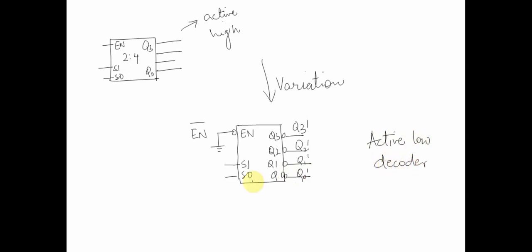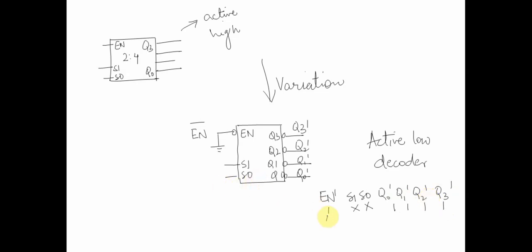If you have to draw a truth table for this, enable bar is active only when it is 0. If enable bar is 1, I don't care about S1 and S0, and the outputs Q0 bar, Q1 bar, Q2 bar and Q3 bar would all be 1, because this is an active low decoder. Output being 1 means these are not active.